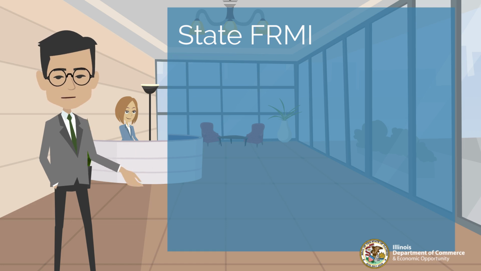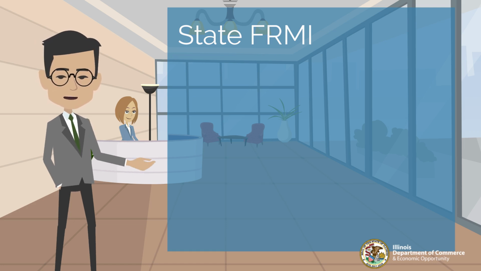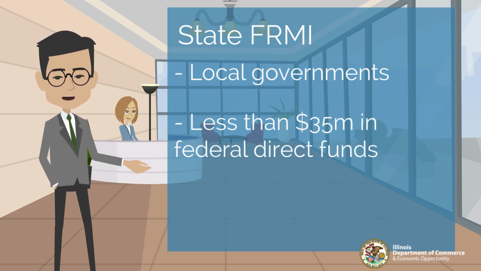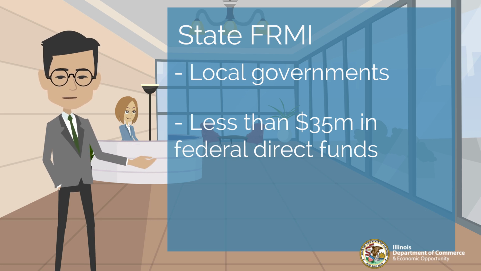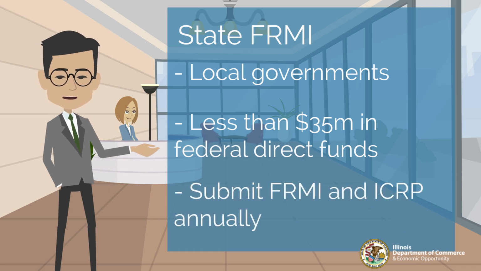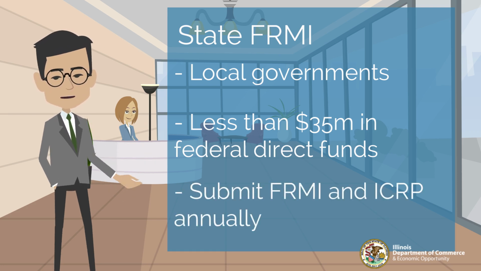The state federal rate maintained internally, or state FRMI, is an option available only to local governments who have received less than $35 million in direct federal funds. Local governments are to submit a copy of their FRMI as well as indirect cost rate proposal when electing this rate, and annually for review.